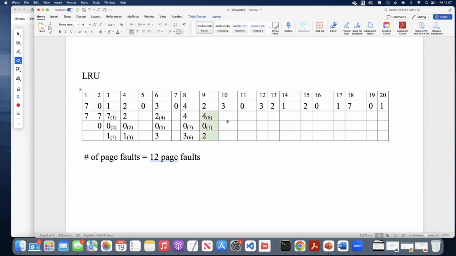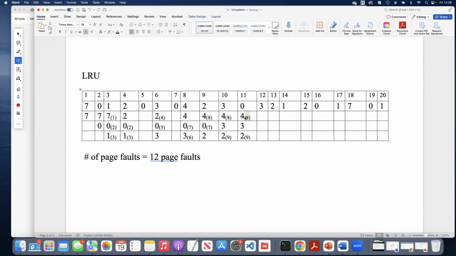Now page 3 is needed again. So we select the victim page. Page 2 is accessed at time 9. So now page 0 is the victim page. We use page 3 to replace page 0. And then page 0 is needed. Page fault, we need page replacement.